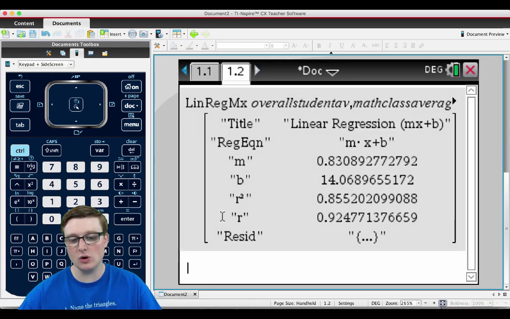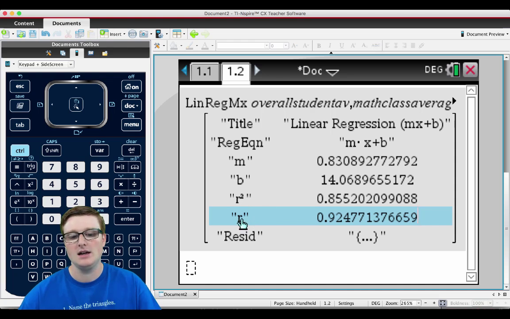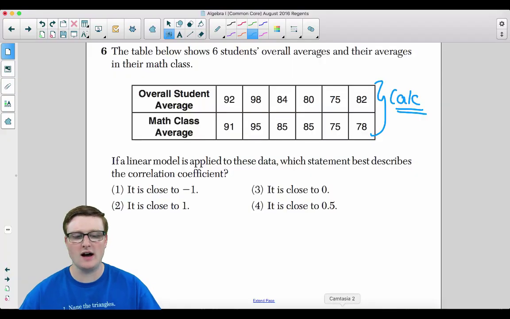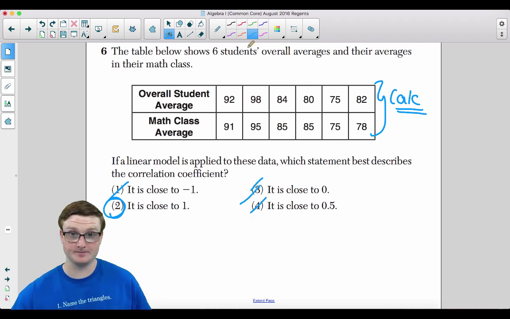Now, the correlation coefficient is the letter r. Don't look at r squared. That's something different. Let's take a look at the letter r. This is saying 0.925-ish. So 0.925. Well, that is close to the number 1. Choice 2. Choice 1 suggests that it's negative. Choice 3, that makes no sense. And choice 4, that makes no sense either. It is close to positive 1.